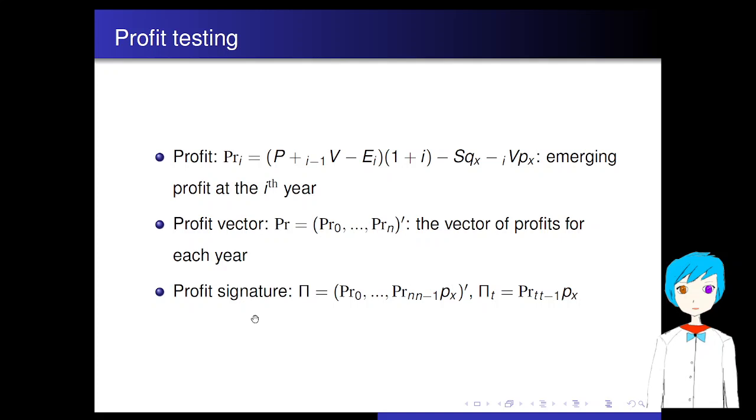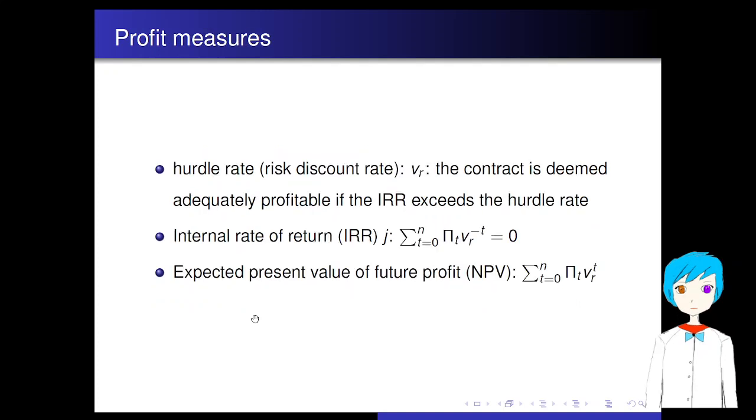We also need some profit measures in order to evaluate a policy. First, we need the hurdle rate, also known as the risk discount rate, denoted by v_R. This is used when the contract is deemed adequately profitable if the internal rate of return exceeds the hurdle rate. The internal rate of return is denoted by j such that the summation of pi_t times v_R to the power of minus t, to the power t, is 0. v_R is 1 over 1 plus j. So actually here v_R is the discount factor and j is like the interest rate.